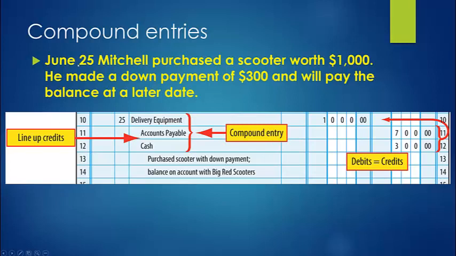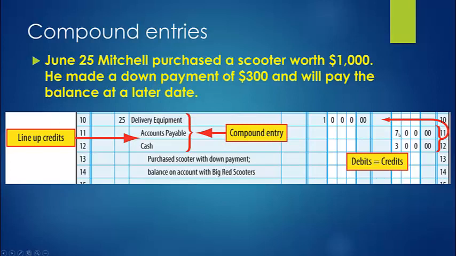Okay, for a compound entry example, on June 25th, Mitchell purchased a scooter worth $1,000. He made a down payment of $300 and will pay the balance later. So we received delivery equipment. That's going to be our debit. It's increasing by its value of $1,000. We made a down payment, so cash will get credited for $300 to decrease our cash by the amount of the payment, and we're going to pay the rest later, so we know we owe $700. So accounts payable is going to get increased by $700, the amount we owe.